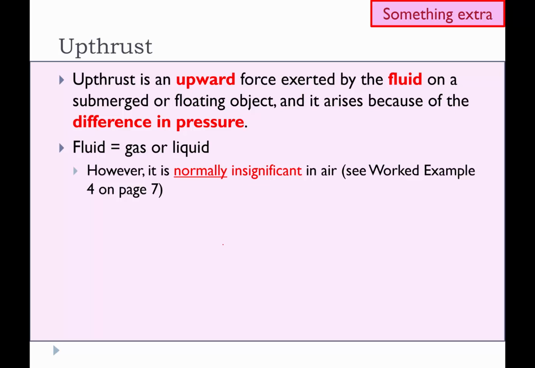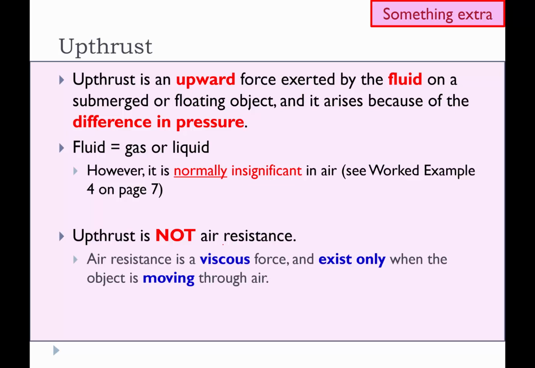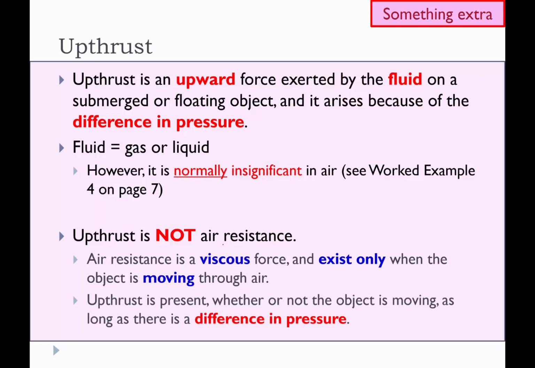So therefore, normally it is insignificant because the density of air is normally much smaller than the density of any object placed in air. So once again, upthrust is not air resistance. Air resistance is a viscous force and it exists only when the object is moving through air. But upthrust is also present, even if the object is not moving, because as long as there's a difference in pressure, there must be an upthrust.